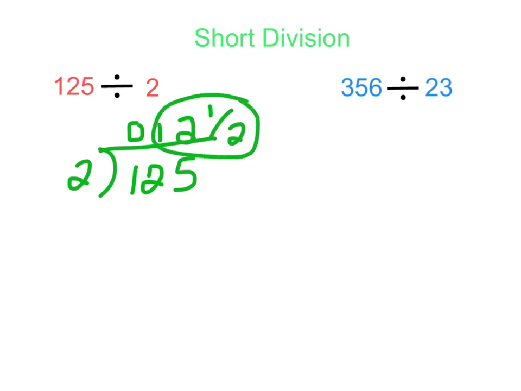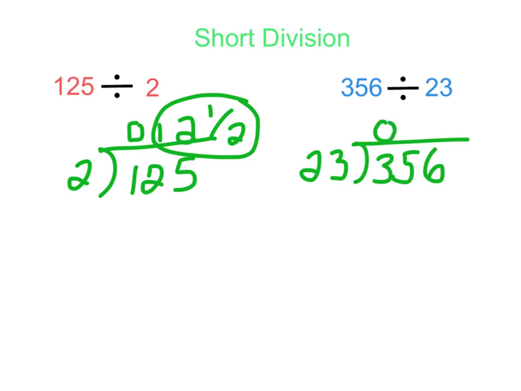Let's set this one up over here. Again, 3 is not going to be divided by 23, so put a 0 here. Now I have 35 divided by 23, which is 1. And I don't have to do any of that bring down or anything, but my remainder is 12. I can see that. It went in one time, which is 23, and then there's 12 left over.